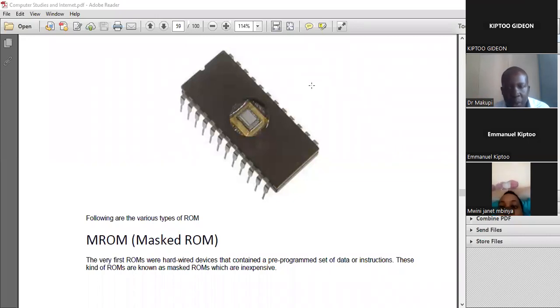We have the MROM, the PROM, the EPROM, the EEPROM. So we want to distinguish these 4 types of ROMs. Now, the MROM, I would want to say these ones are the traditional kind of ROMs. The MROM, masked ROM. Now, these masked ROMs were actually made up of hardwired devices.